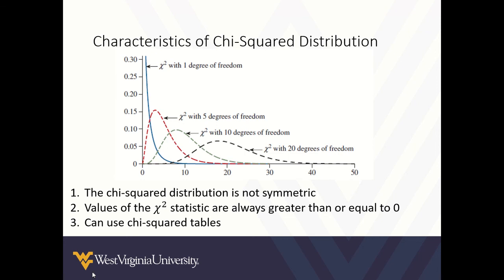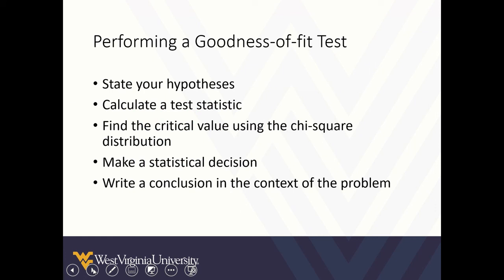We may recall that it is not symmetric. All values are greater than or equal to 0, and we will use the chi-squared table in order to find our critical value. So as a nice review for performing a hypothesis test, or in this case, a goodness of fit test, we begin by stating our hypothesis, calculating our test statistic, finding our critical value from the chi-square distribution tables, making a statistical decision to either reject or fail to reject our null hypothesis, and then finally writing a conclusion in the context of our problem.